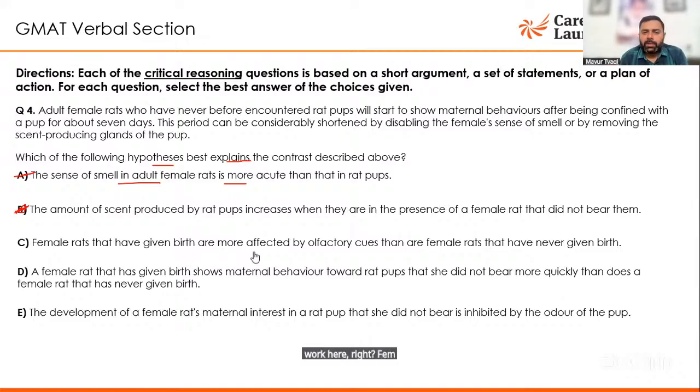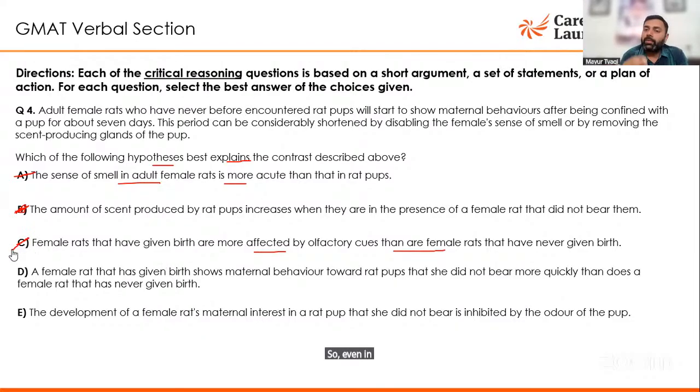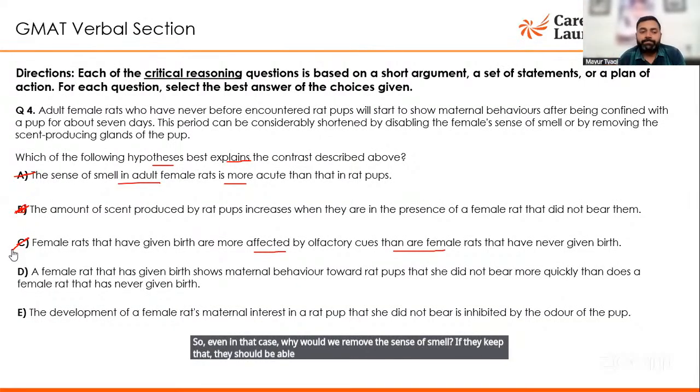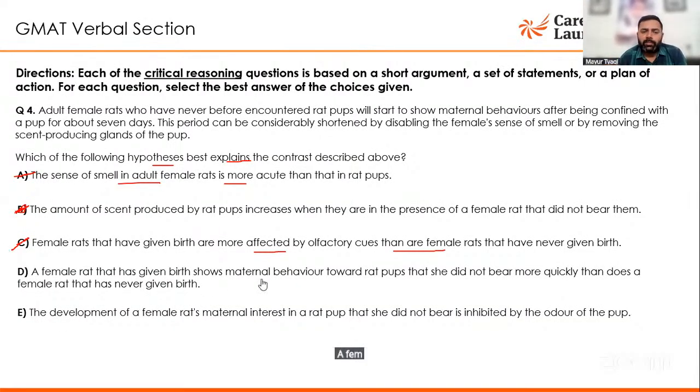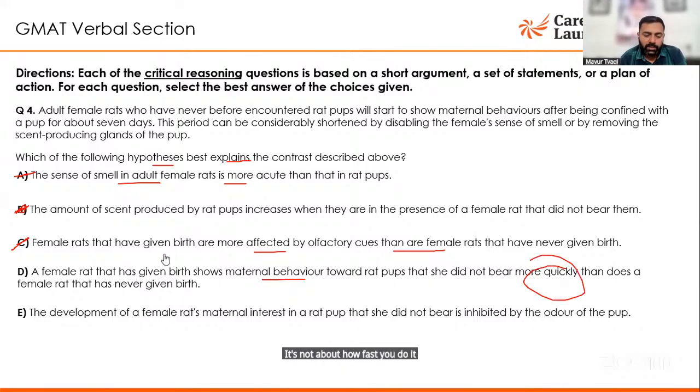Female rats that have given birth are more affected by olfactory cues than are female rats that have never given birth. So even in that case, why would we remove the sense of smell? If they keep that, they should be able to do it faster. A female rat that has given birth shows maternal behavior toward rat pups that she did not bear more quickly. It's not about how fast you do it, please. It's not about quickly or later, right? It's not about how much time it takes. Irrelevant. We're talking about if you remove the sense of smell completely, then what happens, right?